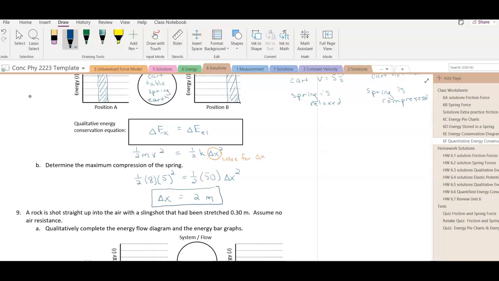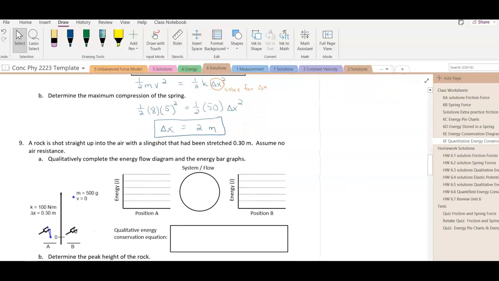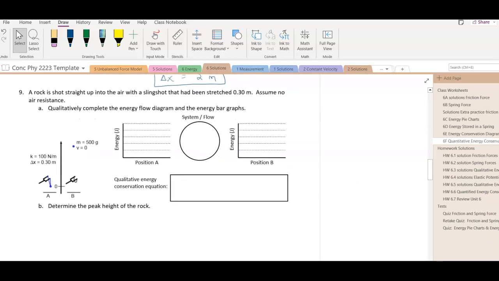Okay, let's do another one. So here in number 9, we've got a rock. It's being shot with a slingshot vertically straight up into the air. And so at position A, the slingshot is stretched. It's pulled back.